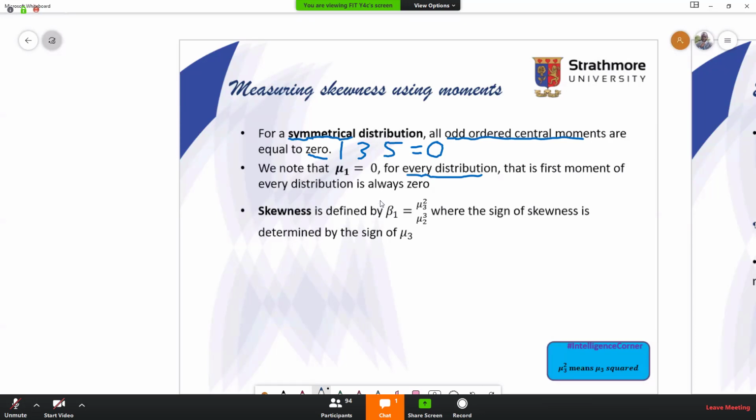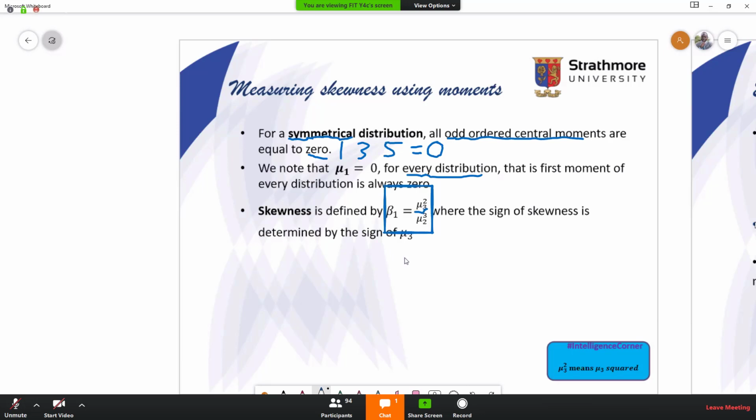Skewness is defined by this formula. It is always called beta 1. When I write mu sub 3 squared, I am just saying the third moment squared. So if you want to compute skewness of a graph, I will compute the third moment, I will square it, then I will divide it by the second moment cubed.